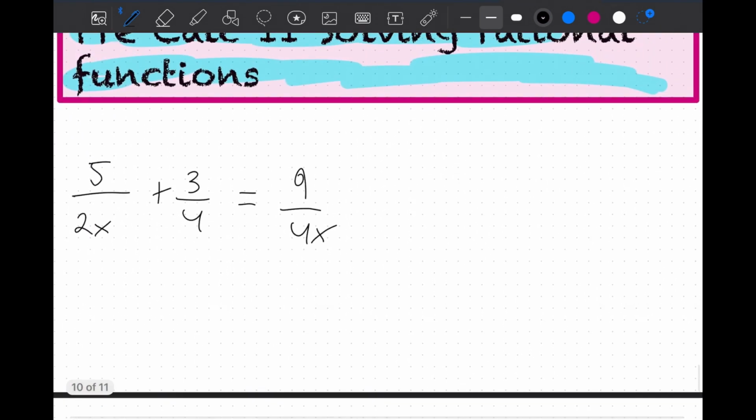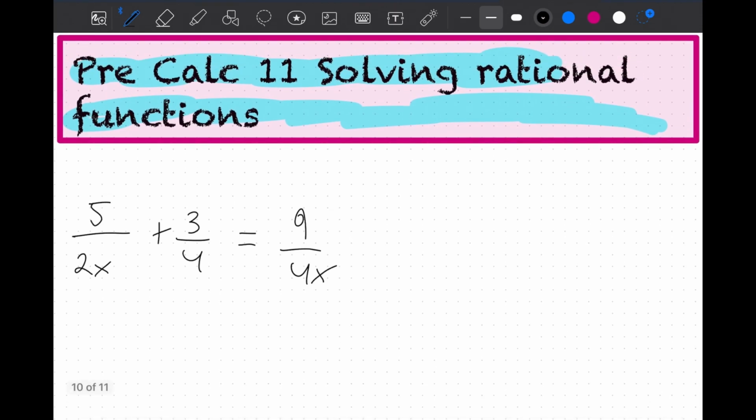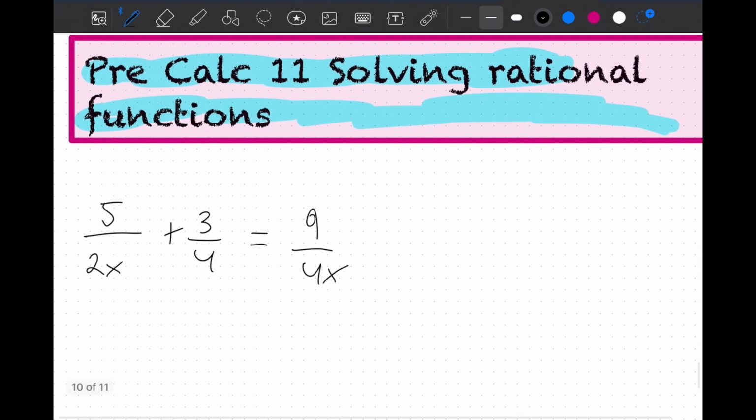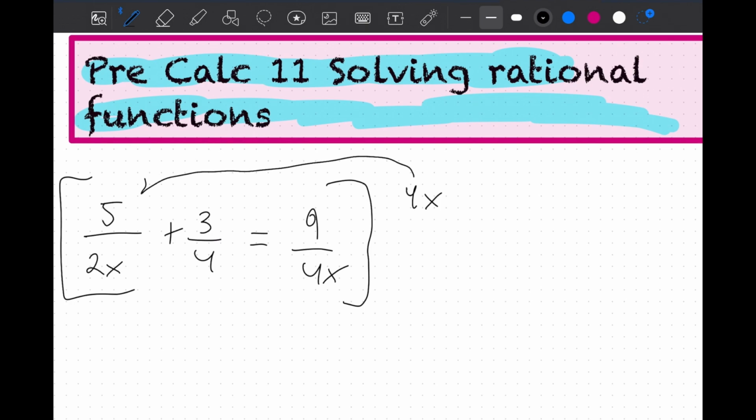Now let's do a couple where we actually have to solve for what x would be in this case. So I'll give you a second to try it. These ones are a little bit easier because you don't have to find a common denominator. You can just basically multiply the whole thing. Technically you do, because the common denominator would be 4x, and that's what you're going to multiply into each and every term to get rid of the numbers on the bottom.